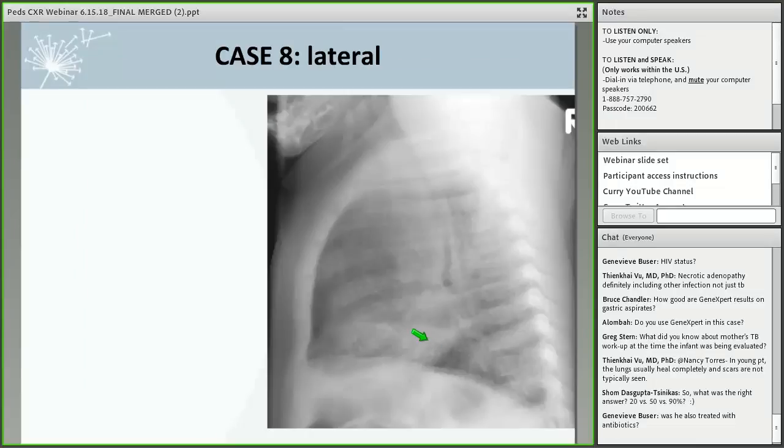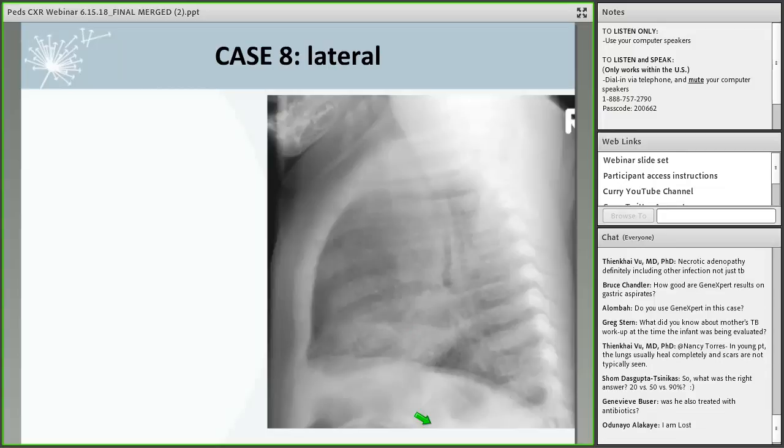Here is a lateral view. Move that arrow out of the way. Take a look. See what you think. When I examined the baby, he had some work of breathing. I could literally hear no breath sounds on the right side in the front, and only minimal breath sounds in the back on the right side.